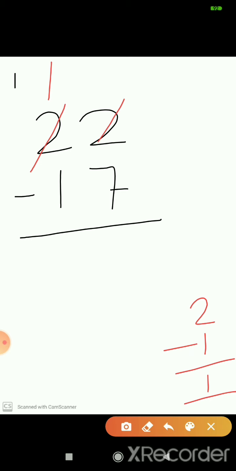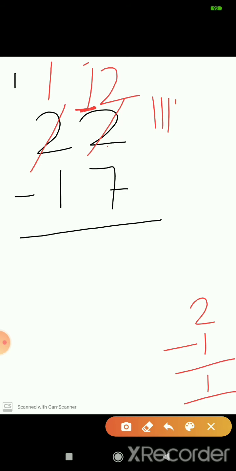1. And here at the ones column we will write 12. What we will write, students? 12. This 1 we borrowed from the tens column, that 10 is added to 2. So when 10 is added to 2, it becomes 12. Got it, students? Now we can easily subtract 7 from 12.